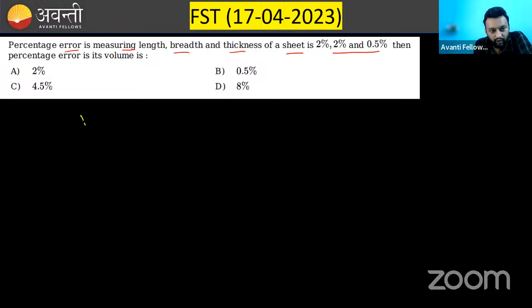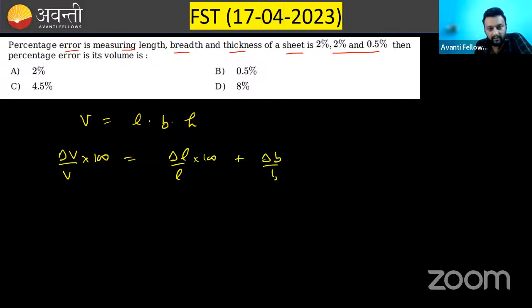So first of all, we should know volume is what? L into B into H. That's what is volume. So I have told you percentage error in the volume will be delta V over V. And for percentage, we will multiply with 100 is equals to delta L by L into 100 plus delta B by B into 100 plus delta H by H into 100.